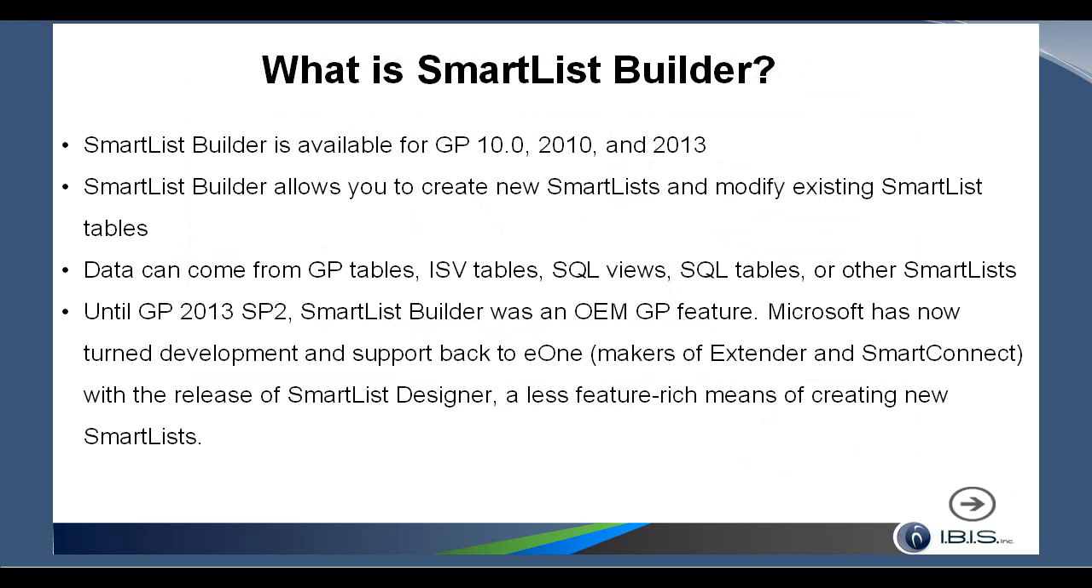SmartList Builder is available for GP 10.0, 2010, and 2013. It lets you create new smart lists and modify the existing smart lists that come with GP by default. And one of the advantages of SmartList Builder is that you can use data from standard GP tables, your third-party ISV tables, SQL views, SQL tables, or existing smart lists.